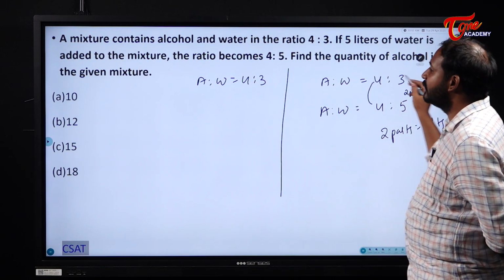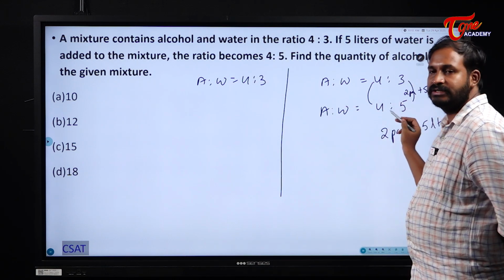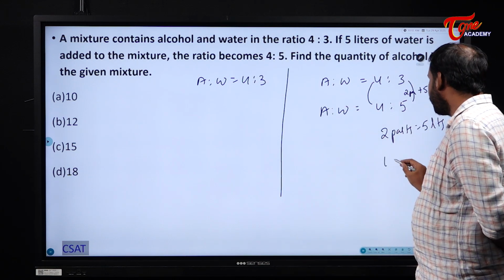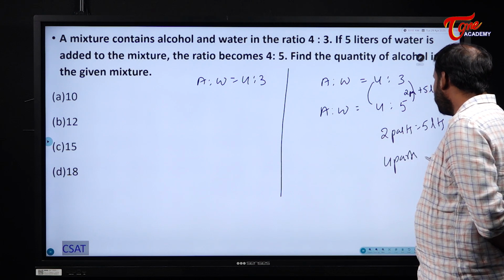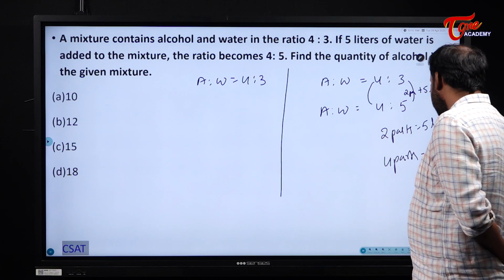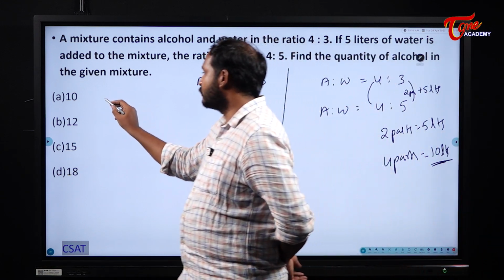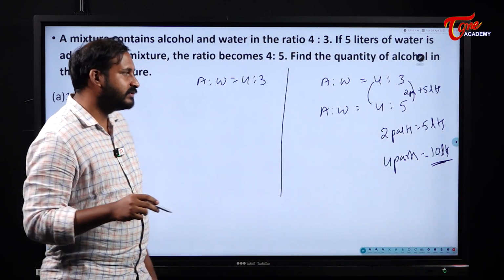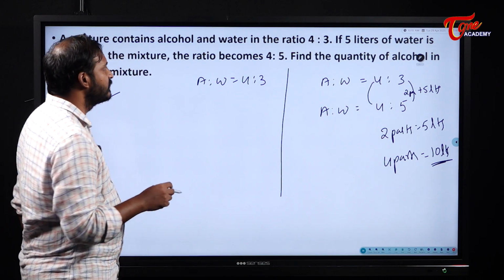What is the question? Find the quantity of alcohol in the given mixture. Alcohol is of how many parts? 4 parts. If 2 parts is 5 liters, 4 parts will become 10 liters. So our answer here will become 10. That is one method.